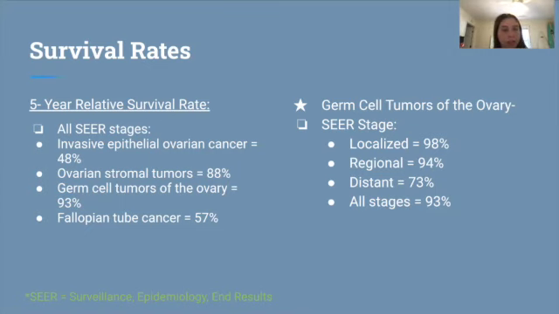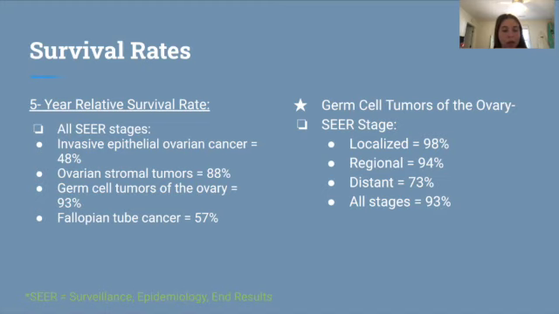On the left, you can see this is all SEER stages. So that means surveillance, epidemiology, and end results. This is through different types of ovarian cancer. On the right, here's the focus of the third bullet of germ cell tumors of the ovary per SEER stage. So localized is there's no sign that the cancer is spread outside the ovaries. Regional, the cancer is spread outside the ovaries to nearby structures. Distant, the cancer is spread to distant parts of the body. And then all stages is 93% overall survival rate per that 5-year period.